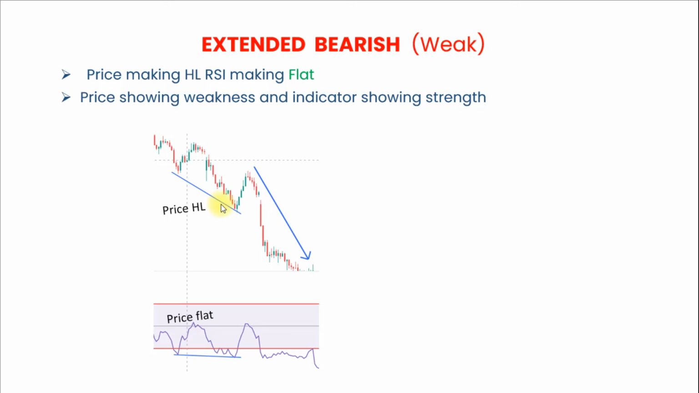So after getting the bearish divergence, price is falling down and RSI has formed flat. From there we got the reversal and the price started falling here, because price is showing weakness and the indicator is showing strength. From there price again started falling down. So this is the example for the extended bearish divergence.